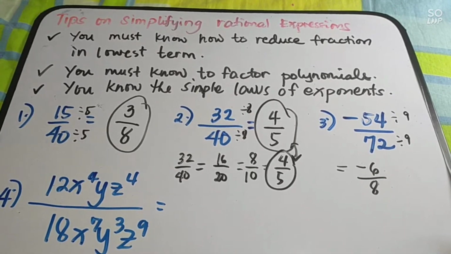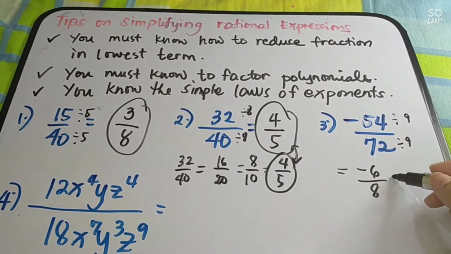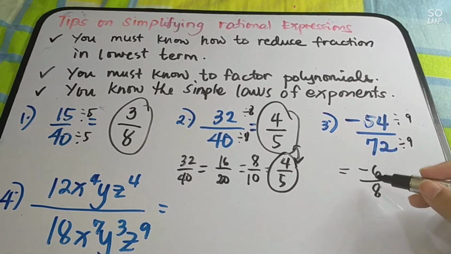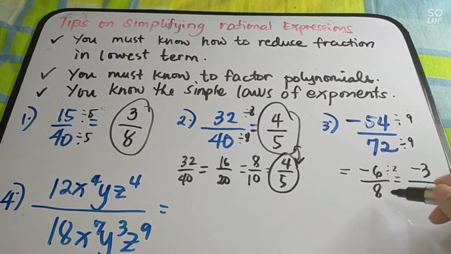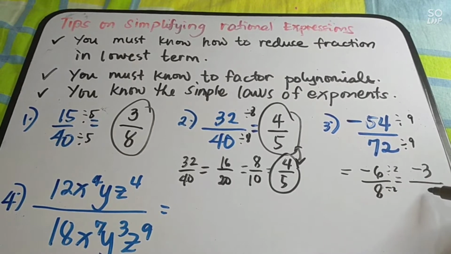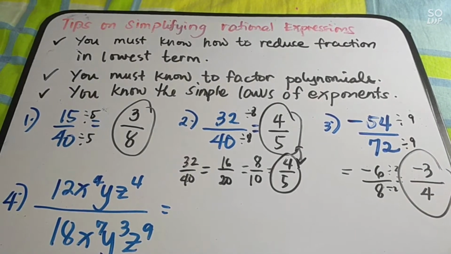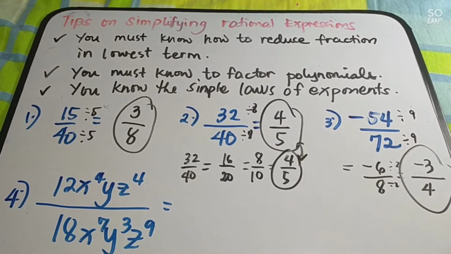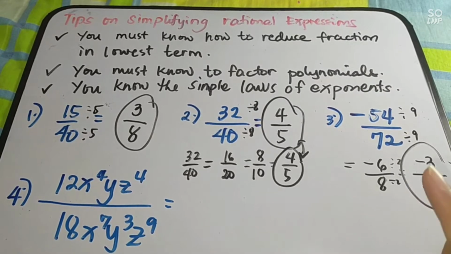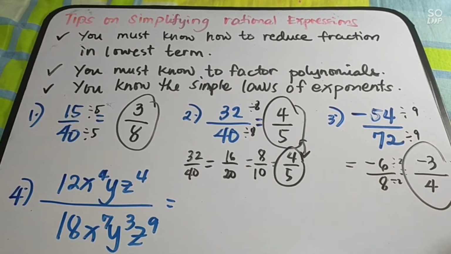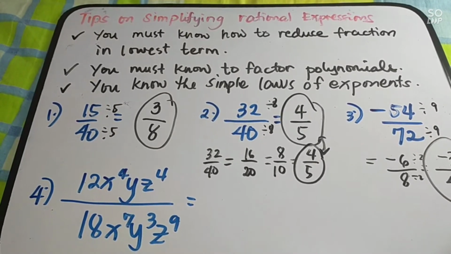Ayan. Afterwards, pwede pa to. Si 6 and 8, they are divisible by 2. So, negative 6 divided by 2 is negative 3, over 8 divided by 2 is positive 4. So, the answer here is negative 3 over 4. Okay? Depende sa maiisip nyong numbers na divisible sa numerator and denominator. Note, huwag kayong titigil hanggat pwede pa siyang i-reduce sa lowest term. Is it clear?